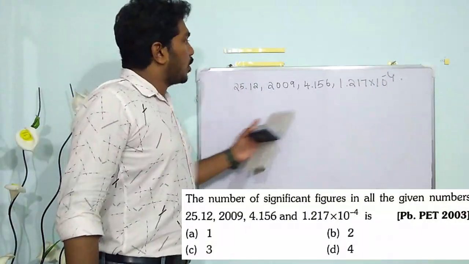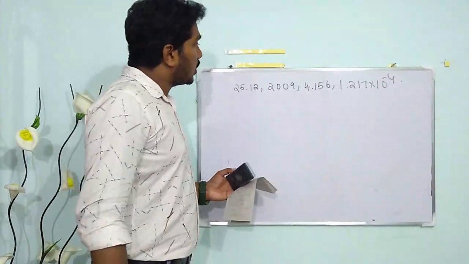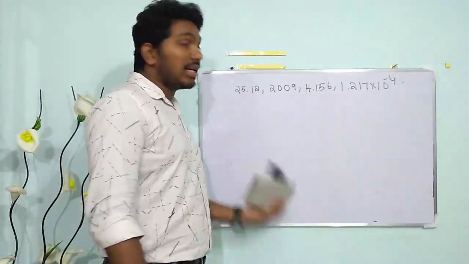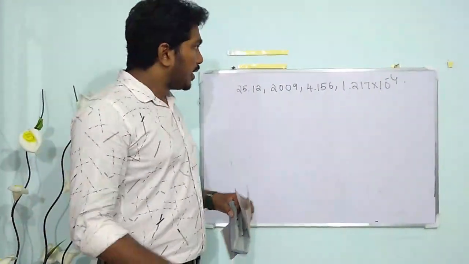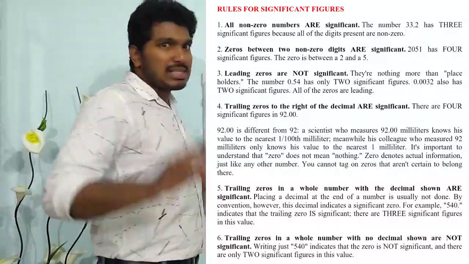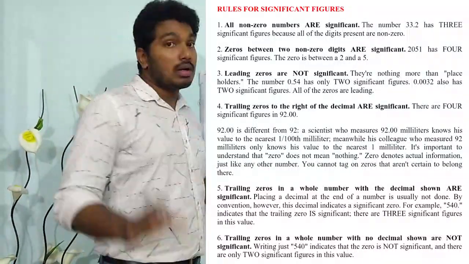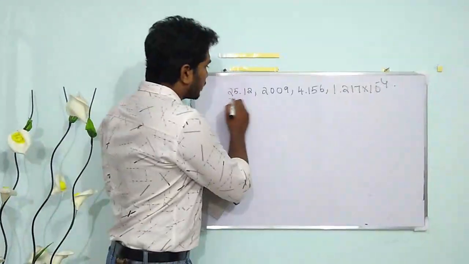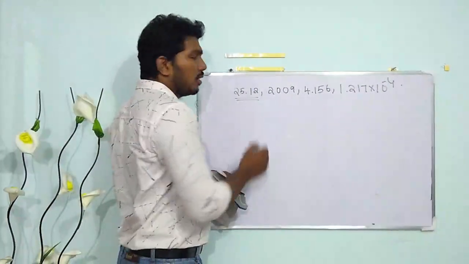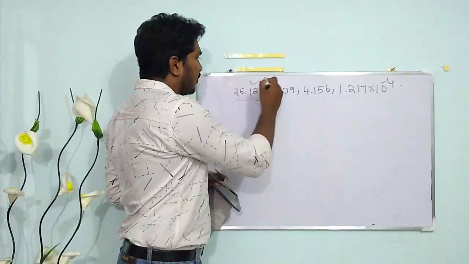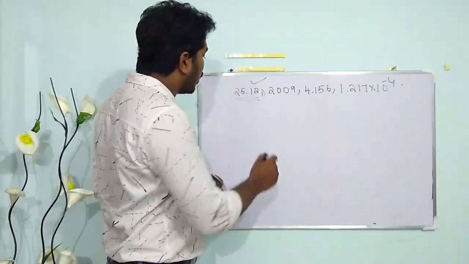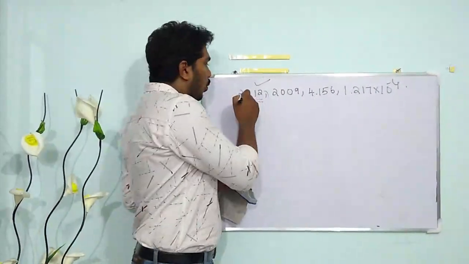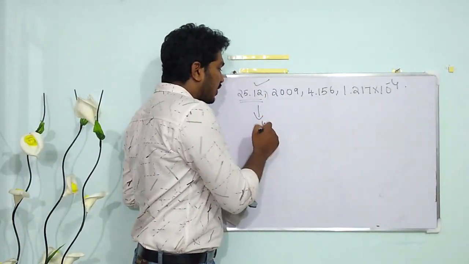Now, to solve this question, you'll have to know the rules governing significant figures. That is, how do you find the significant figures? There are certain rules there. I'm giving you the rules on the screen, so please refer to your NCERT textbook and do learn the rules. I'm not telling you all the rules right now. So here in the first term, even though there is a decimal, all the non-zero digits are significant. Remember that all the non-zero digits are significant. That's the first rule. So how many significant figures are there? 1, 2, 3, 4. 4 significant figures are there.